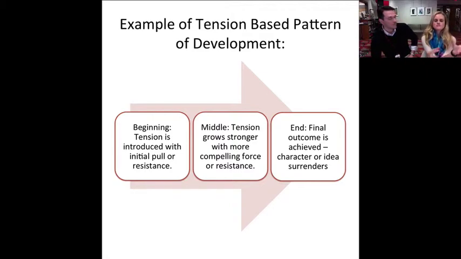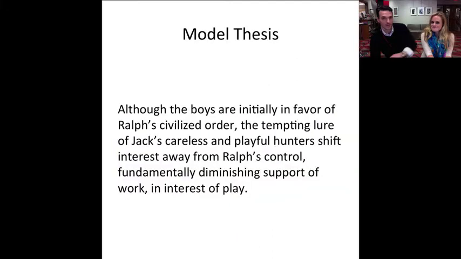So all of these forces work against each other to finally lead them to the result of them being rescued. But who really triumphs in the end? Is it Jack or is it Ralph? And so it's your task right now to discover who. Who and why. So a model thesis for this might look like this.